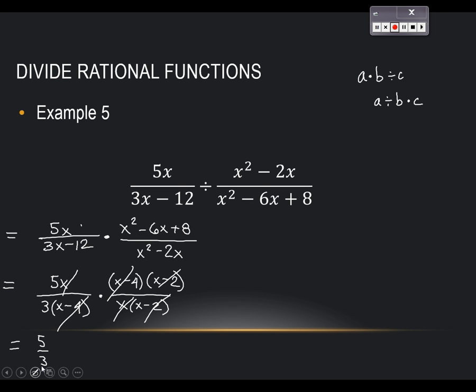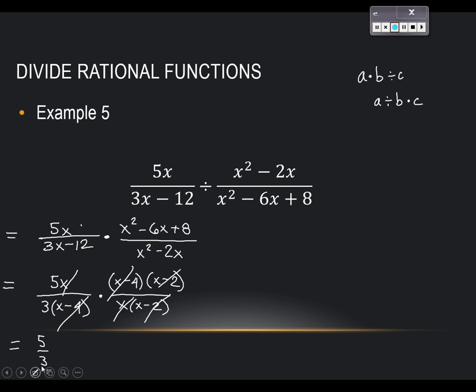Wouldn't it be four and five canceling? The five doesn't move to the bottom. So the x and the x cancel out, the x minus four and the x minus four cancel out, and the x minus twos cancel out. And the only thing left is a 5 up top, and the only thing left on the bottom is 3. Oh, you're thinking if it's 5 times x. Yeah, you're thinking if it's x to the 5th power.